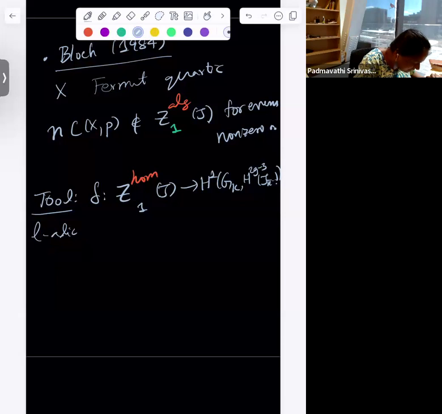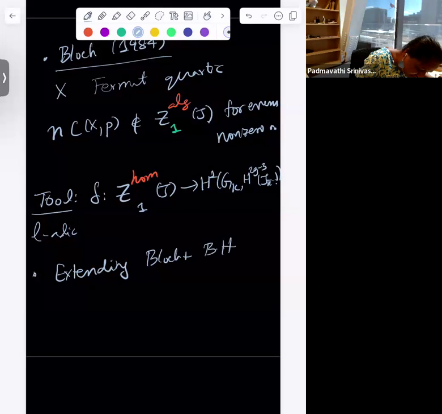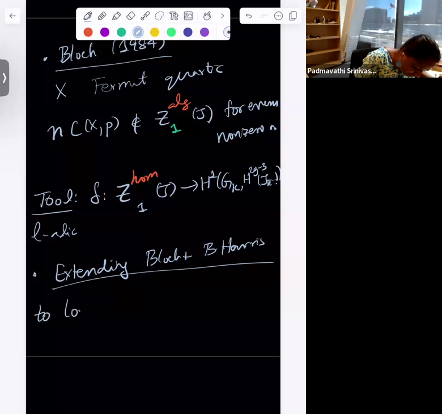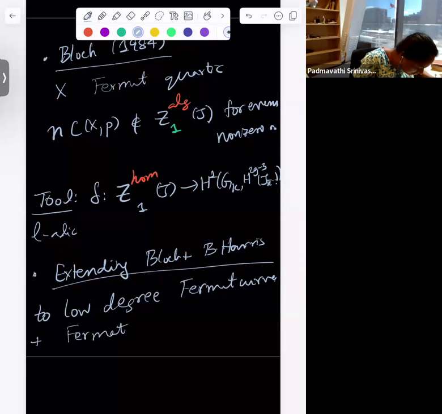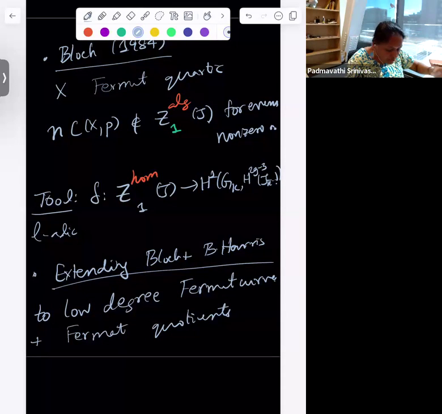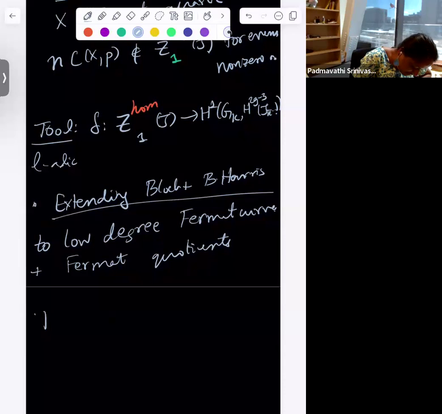And since then, there have been many results extending the methods of Bloch and Bruno Harris to other Fermat curves, other low degree Fermat curves, using the same techniques. You can also build an algorithm that computes these period integrals for some low degree Fermat curves and Fermat quotients. A bunch of people I should mention, like Yaptop.